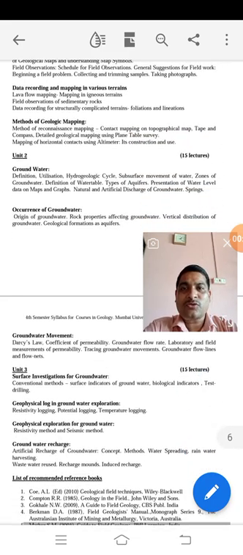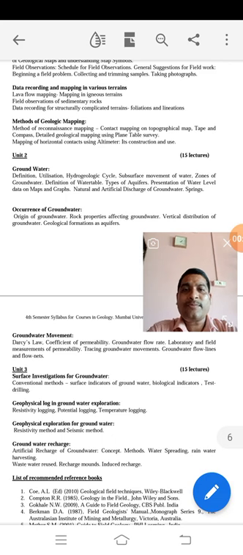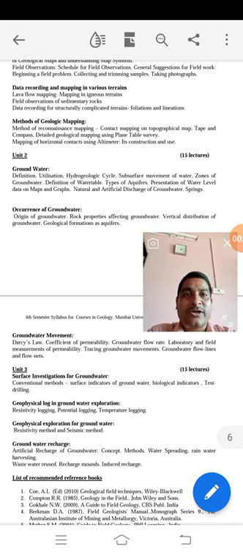The first topic in Unit 2 is groundwater. What is the definition of groundwater? It is a branch of geology which deals with the study of occurrence, movement, and the quantitative and qualitative study of groundwater. Underground water or subsurface water is called groundwater. It is also known as groundwater science, or hydrogeology.